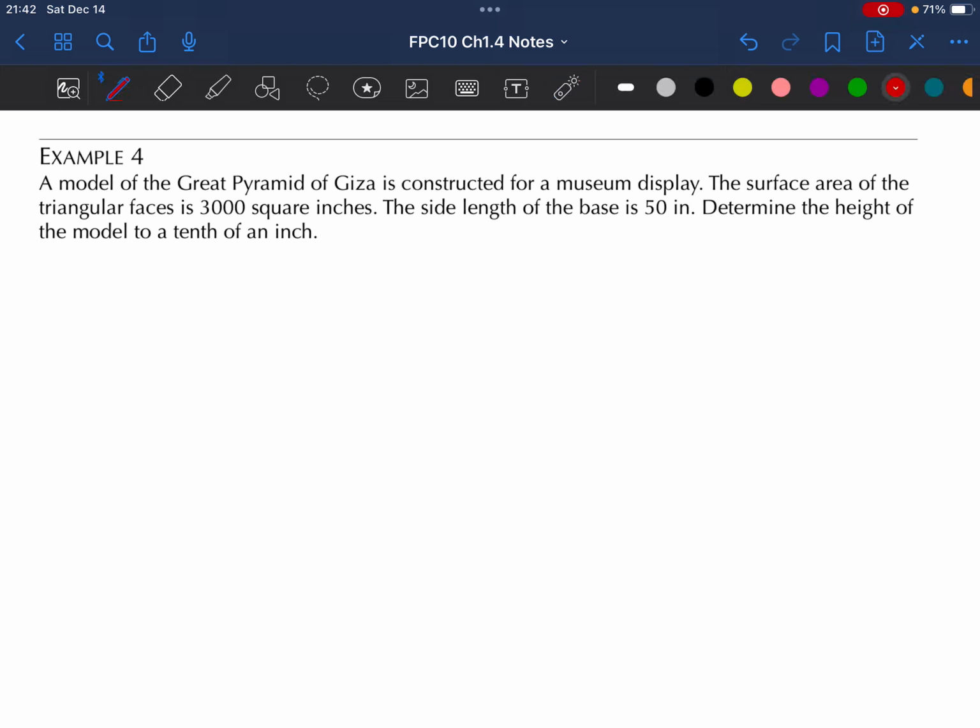Now this does not give us quite enough information. We don't know if this is a rectangular. Well, I guess since it only gives us one dimension, we assume that this is square-based.